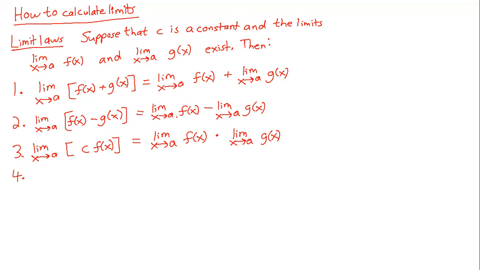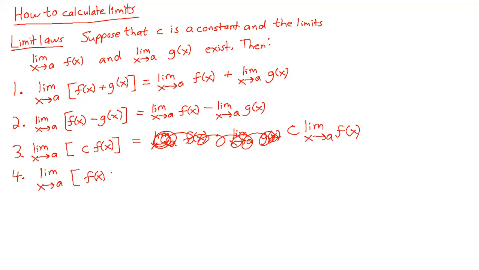Oh, sorry about that. I copied the wrong line from my notes. The c limit, x goes to a, that's for the next one. Sorry about that. And the limit as x goes to a of f of x times g of x, this is the one, it should be what I wrote above, equals the limit as x goes to a of f of x times the limit as x goes to a of g of x.